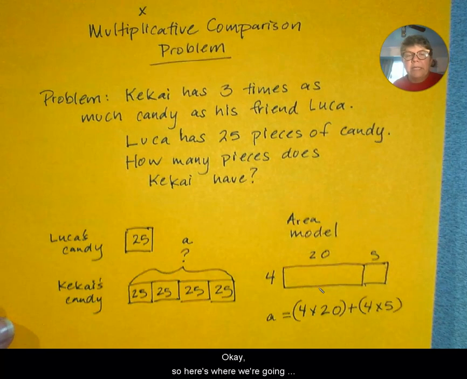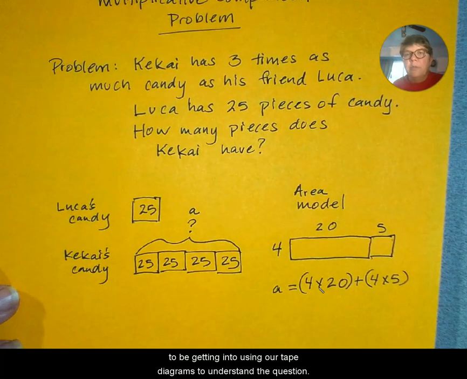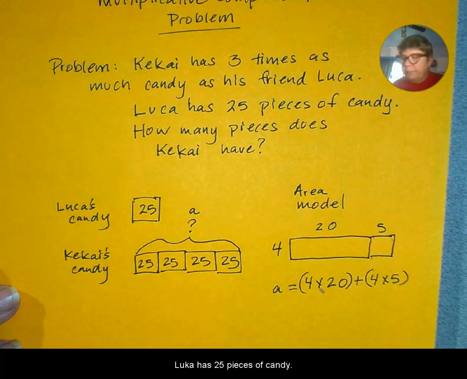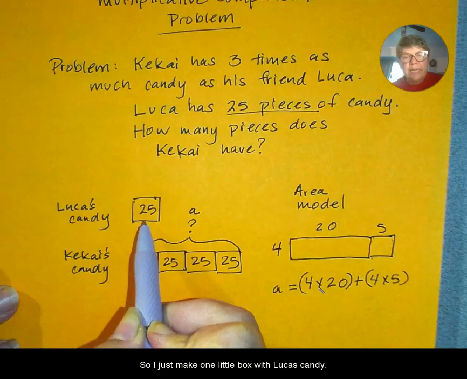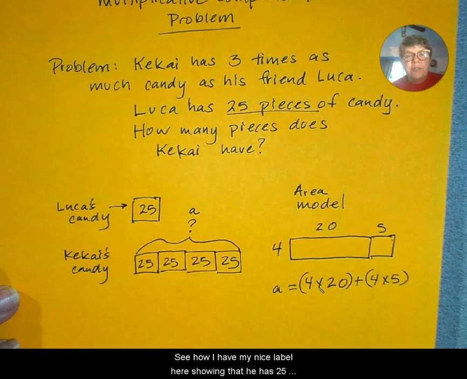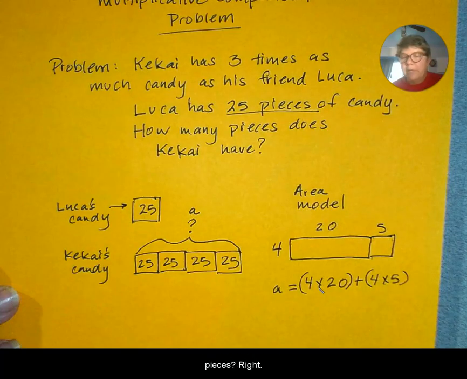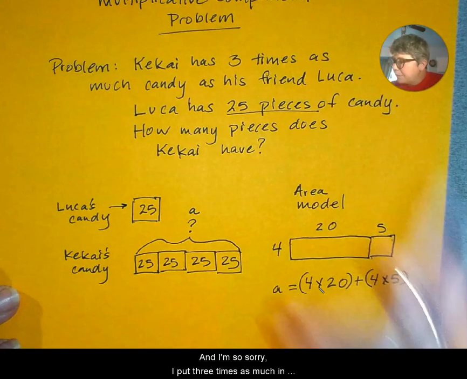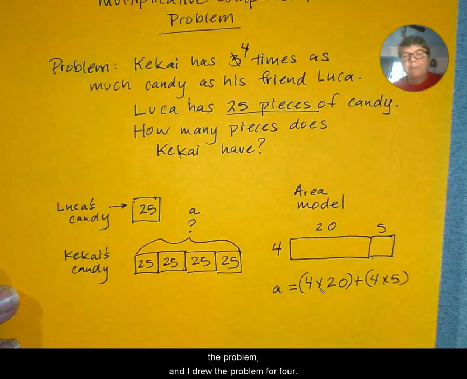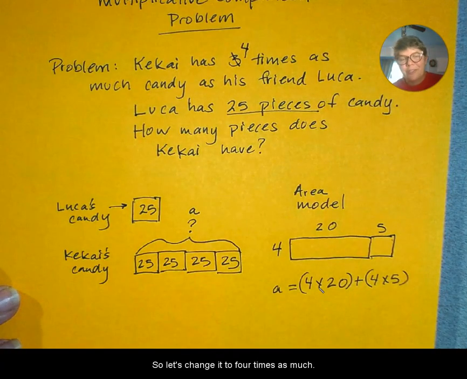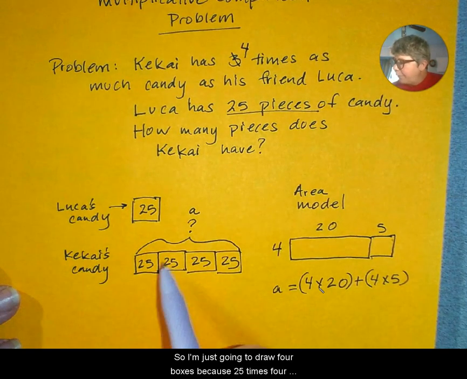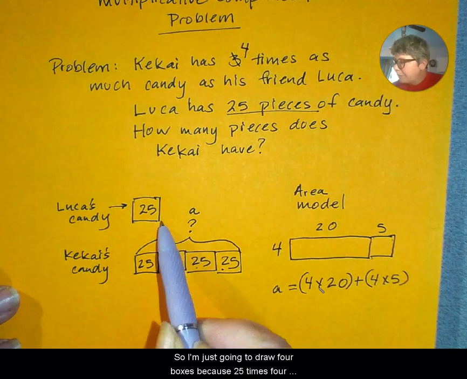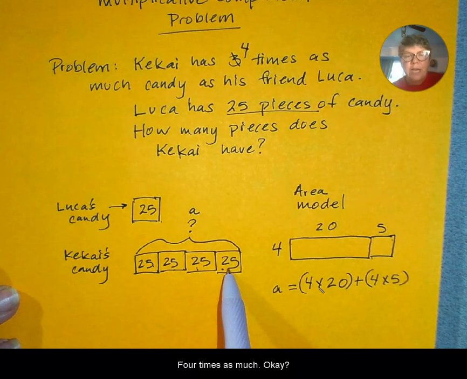Okay, so here's where we're going to be using our tape diagrams to understand the question. Luca has 25 pieces of candy, so I just make one little box with Luca's candy. See how I have my nice label here showing that he has 25 pieces, right? But his friend Kekai has... I'm so sorry, I put 3 times as much in the problem and I drew the problem for 4. So let's change it to 4 times as much. Okay, so Kekai has 4 times as much. So I'm just going to draw 4 boxes because 25 times 4 shows 4 times as much.